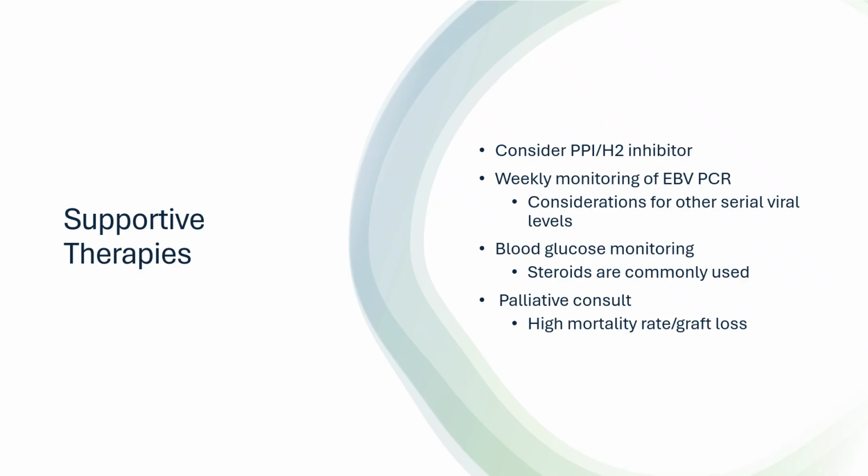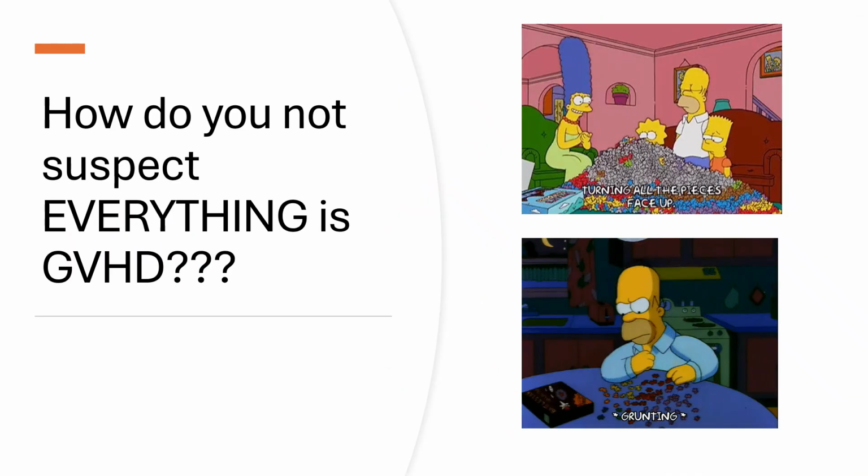You're probably going to see a lot of these patients getting serial viral levels of many things, including EBV. Those are usually send-out labs, but you will see that quite frequently. And then we also need to consider other supportive therapies. I have listed on here PPIs and H2 inhibitors, but anything we can do to help their symptoms subside that is not going to be counterproductive for the rest of their treatments would be helpful.